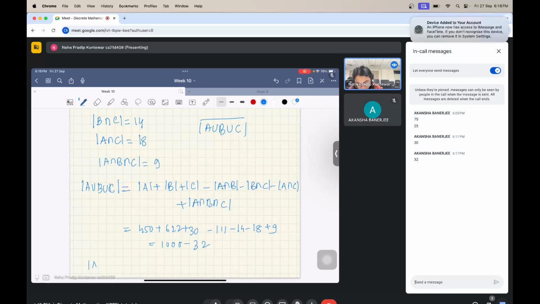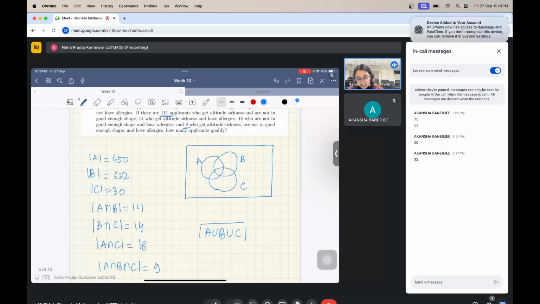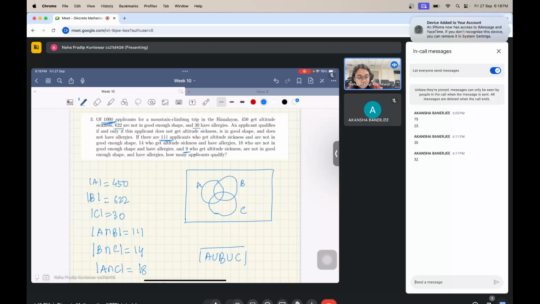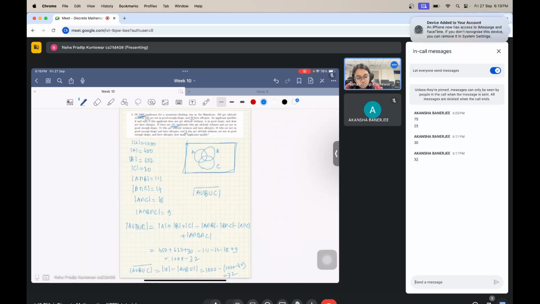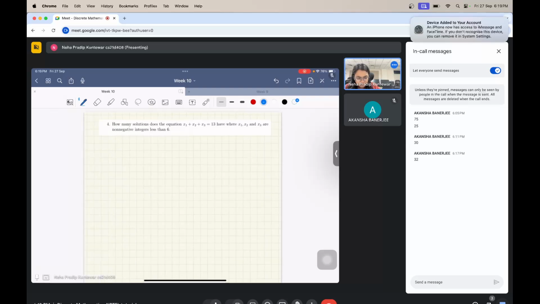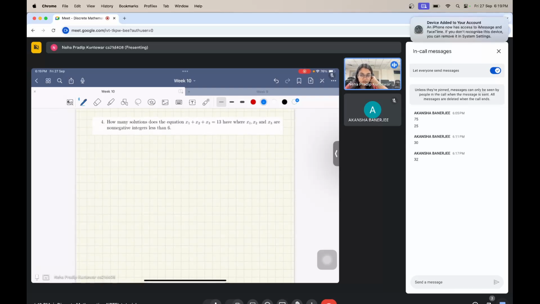So you are actually interested in A union B union C complement. This is nothing but size of universe minus A union B union C. And we said that initially there are 1000 applicants, which means the total number of people in this rectangle is 1000. So this is 1000 minus 968, which turns out to be 32, like you said. Okay, good.